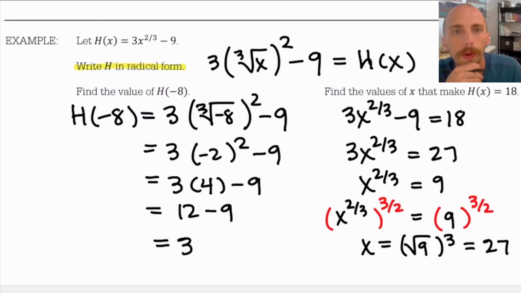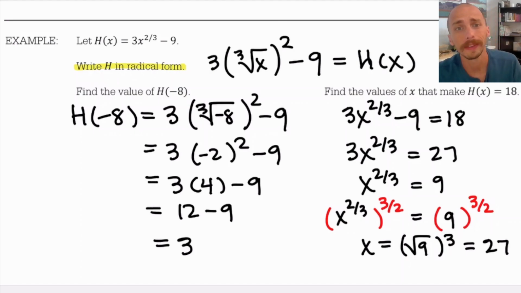All right, there you go. So if I plug in x equals -8, I'm going to get an output of 3. And I think that's pretty straightforward. I think most of the students in my class are going to be fine with that. It's the second part that I know there's going to be problems: solving an equation that involves a fraction exponent.